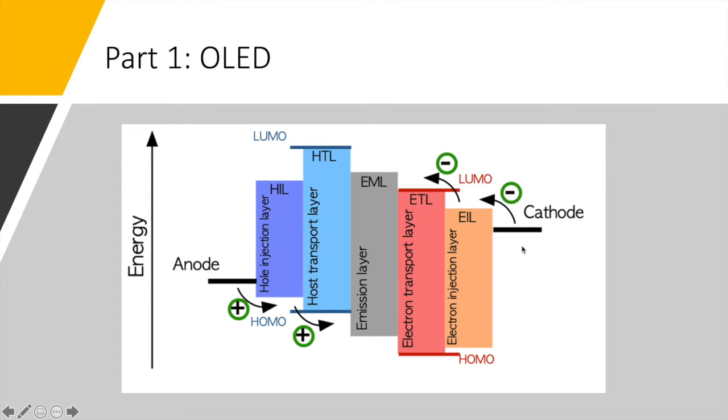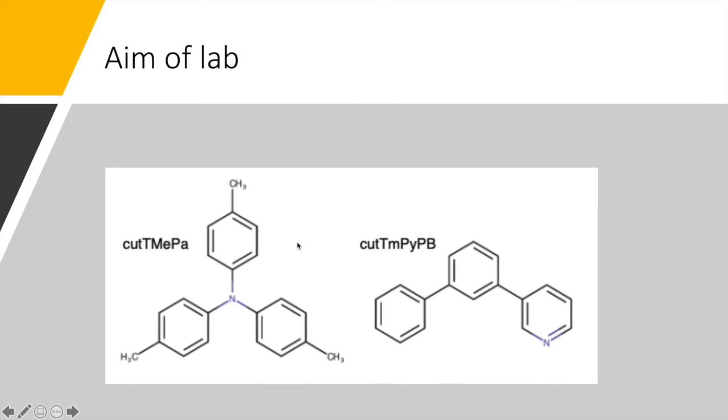Similar thing happens on this side, where from the cathode, the electrons go to the EIL, then to the ETL, then to the EML, and then they're blocked by the HTL, so they can't pass to the anode. We're going to be evaluating what materials you can use for the HTL and the ETL in this lab. We're going to do that by looking at what the HOMO and LUMO values are for the two organic molecules we're going to look at.